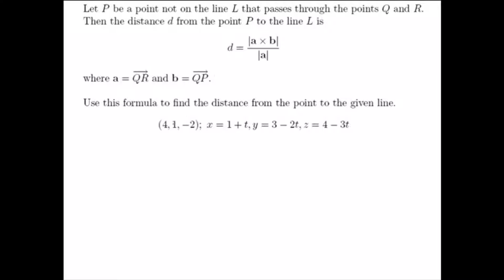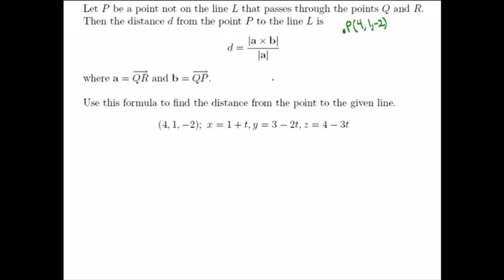Our point, P in this case, is going to be 4, 1, negative 2, while our line is given to us in parametric equations. X is 1 plus our parameter t, y is equal to 3 minus 2 times t, and z is 4 minus 3t. So we've got some point out here in space. We're calling that P, and that's at the coordinates 4, 1, negative 2.